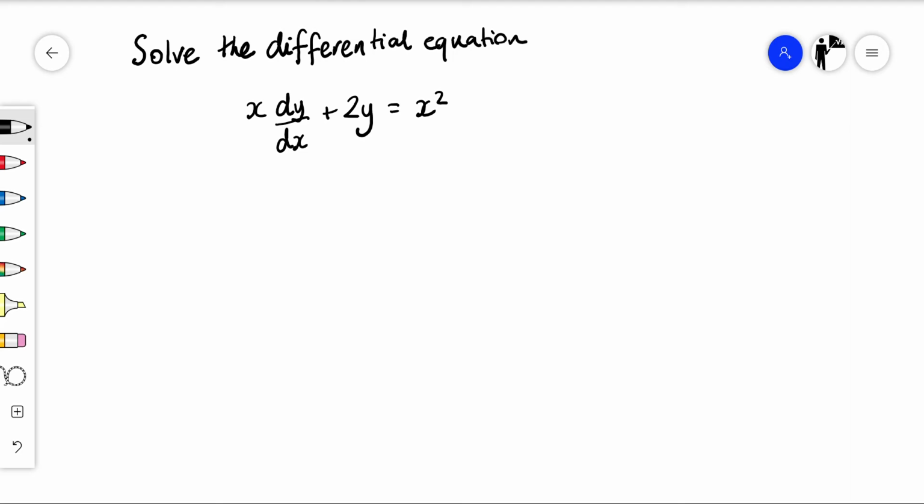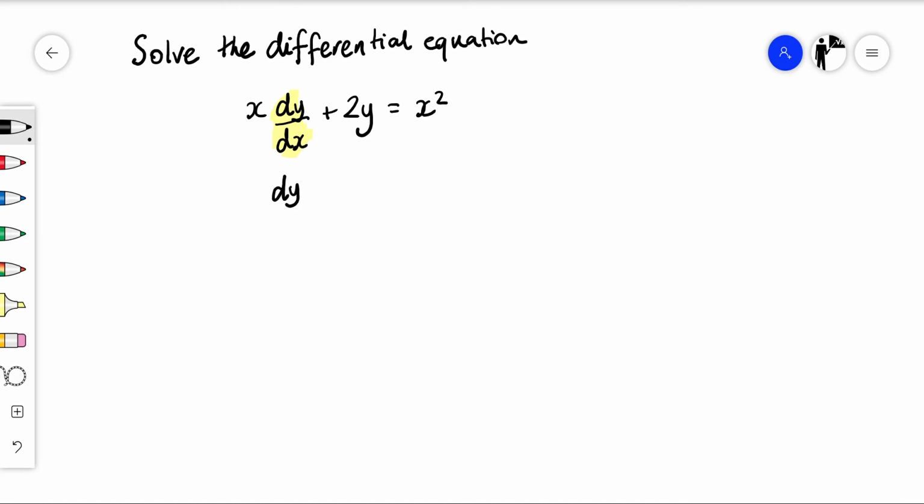Okay, this is example 2 for solving first order differential equations. So we've got the differential equation x dy by dx plus 2y equals x squared. First thing to note is that we don't have dy by dx on its own, it's being multiplied by x. In order to solve a first order ODE, we want dy by dx to be on its own. So what we're going to do is divide throughout by x.